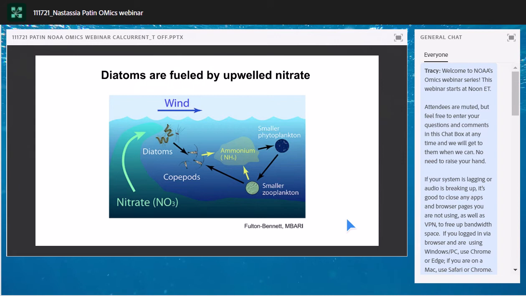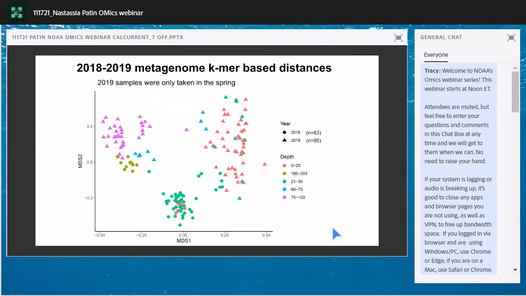So just a little bit of a sneak peek where we've combined 2018 and 2019 data. So now this is from 2 different years. And again, this is a metagenome k-mer-based distance plot. And what we can see again is that these separations by depth are very clear. There is even some separation by year, particularly in these intermediate water column depth samples.